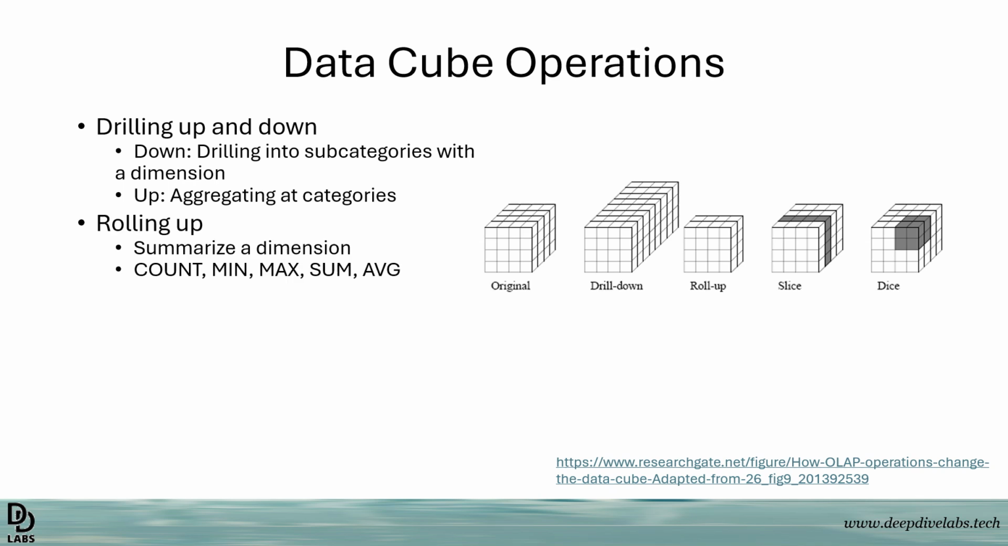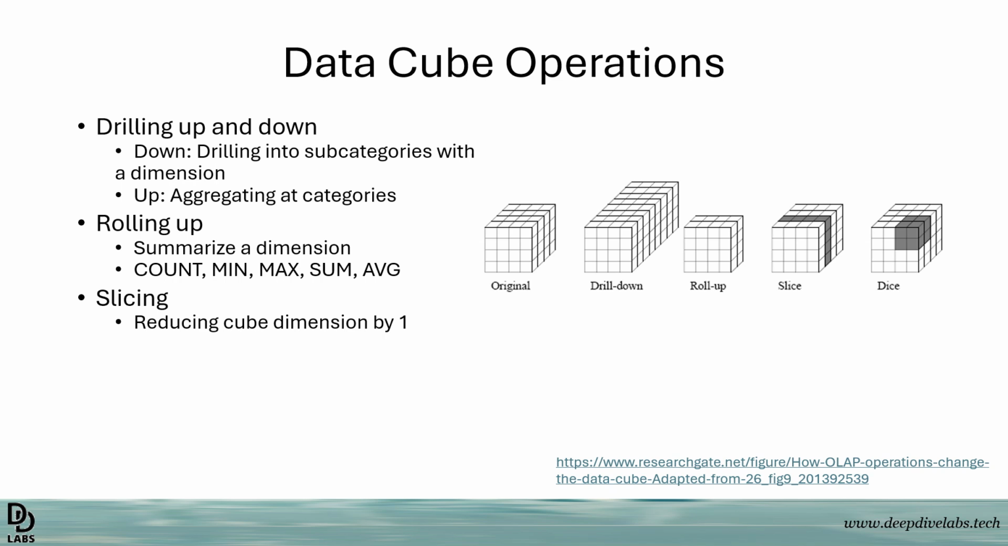Then comes the rolling up, right? You're summarizing a particular dimension. Here, the summary typically can be your count, minimum, maximum, sum, or average information, right? So you are aggregating on a particular dimension of your data cube.